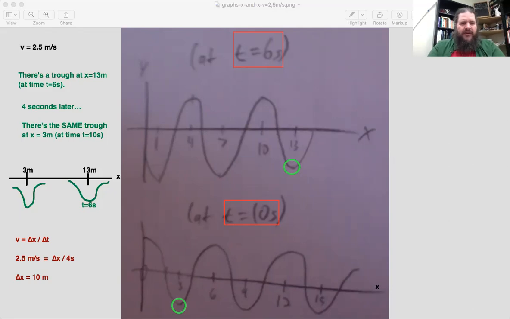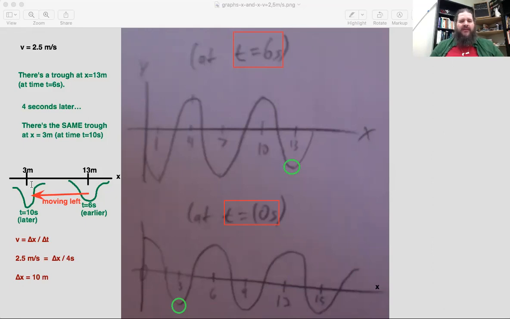Now that we've got that information, which one of those events happens first? Yeah, 6 seconds is an earlier time than 10 seconds. So if it hits 13 meters earlier and then later hits 3 meters, which direction has it moved? To the left. Yeah, exactly. This trough, and in fact the entire wave, is traveling left. So we can tell from that information, this whole wave is traveling to the left. That is the negative x direction.